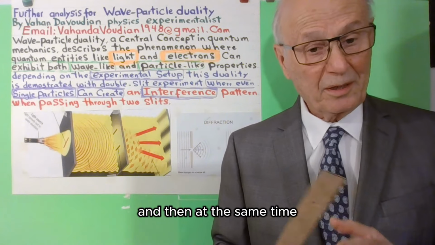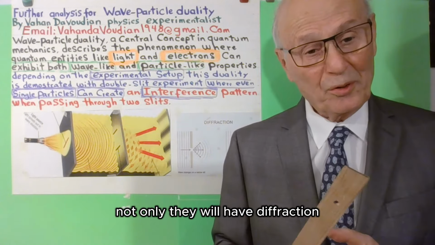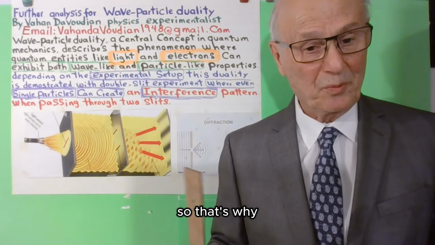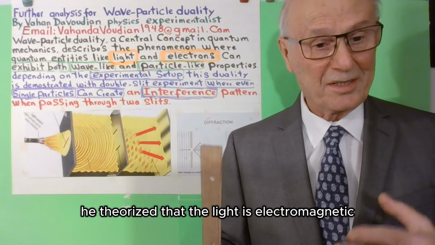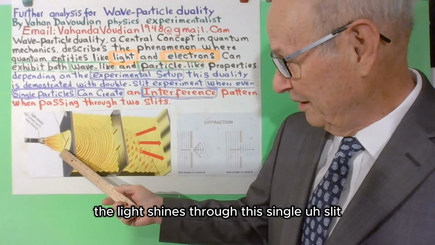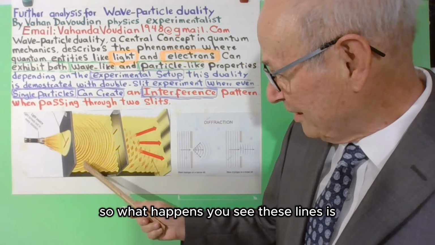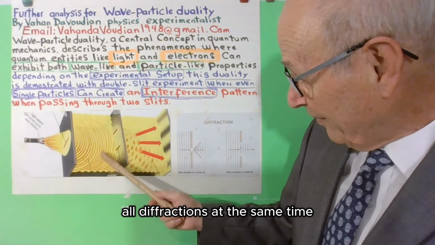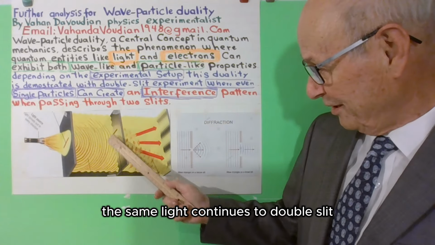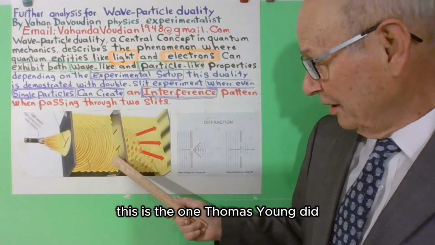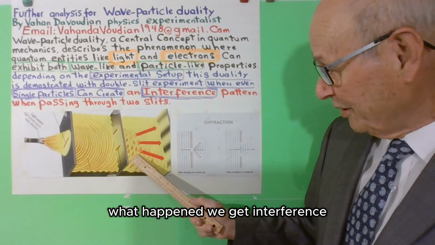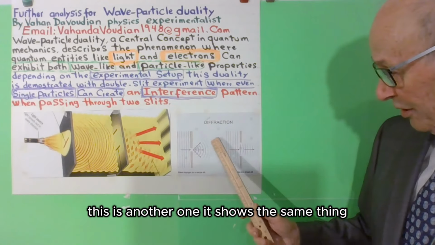At the same time, Thomas Young discovered not only that they have diffraction, but also interference. That's why he theorized that light is electromagnetic. So you can see here the light shines through this single slit, and these lines are all diffractions. At the same time, the same light continues to a double slit. This is the one Thomas Young did, and it shows over here that when they overlap each other, we get interference.